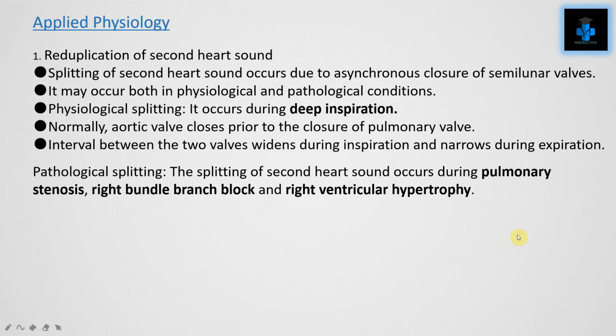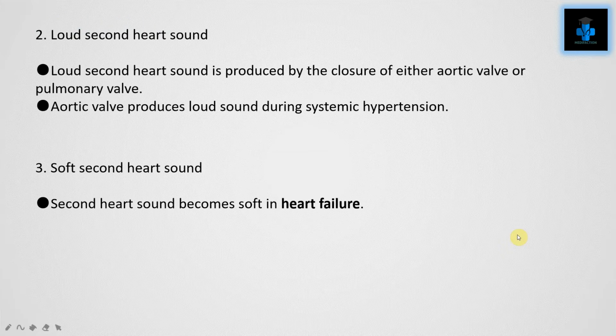Pathological splitting. The splitting of second heart sound occurs during pulmonary stenosis, right bundle branch block, and right ventricular hypertrophy. Loud second heart sound. The loud second heart sound is produced by the closure of either aortic valve or pulmonary valve. Aortic valve produces loud sound during systemic hypertension. Soft second heart sound. Second heart sound becomes soft in heart failure.